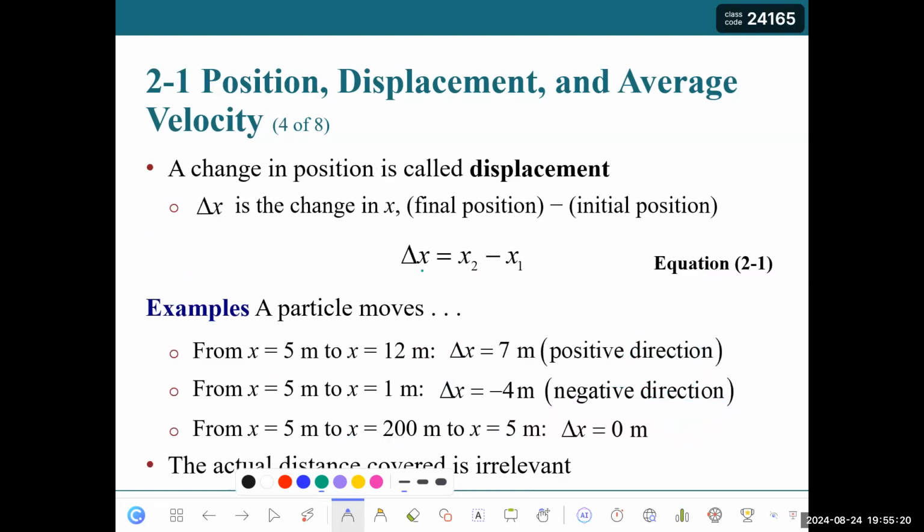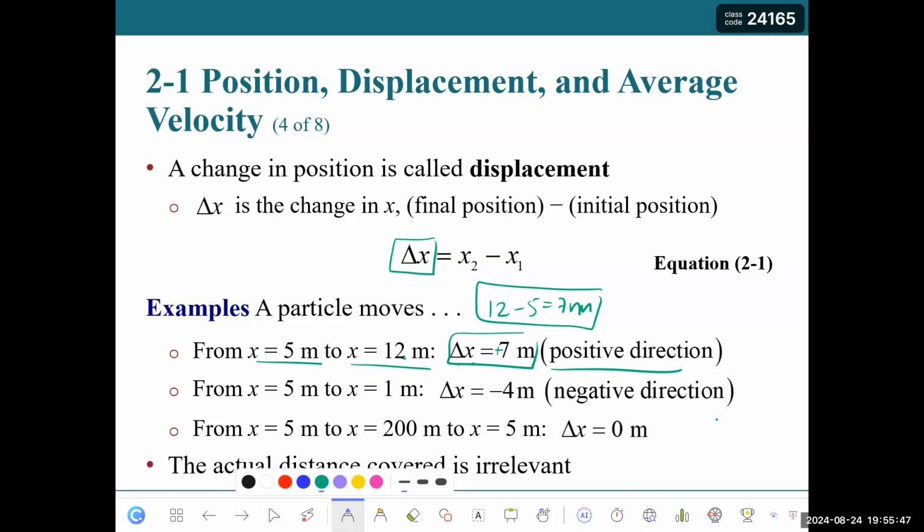Just like we mentioned, change in position is called delta x. So if you are at 5 and go to 12 meters, delta x is 12 minus 5, which equals 7 meters. Positive or negative? It looks positive because it's a positive 7 meters, in the positive direction. But let's suppose you are at 5 and you have to go to 1.